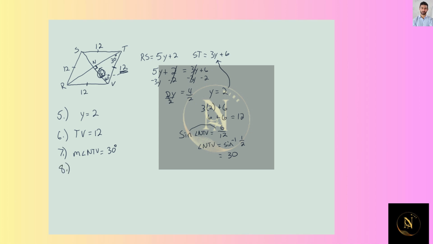Number 8, we want SVT. I've already identified that as a 60 earlier, but we could get that by taking 180 minus the 90 we know, minus the 30 we know. So the measure of angle SVT is 60 degrees. Now we want to find the measure of angle RST.